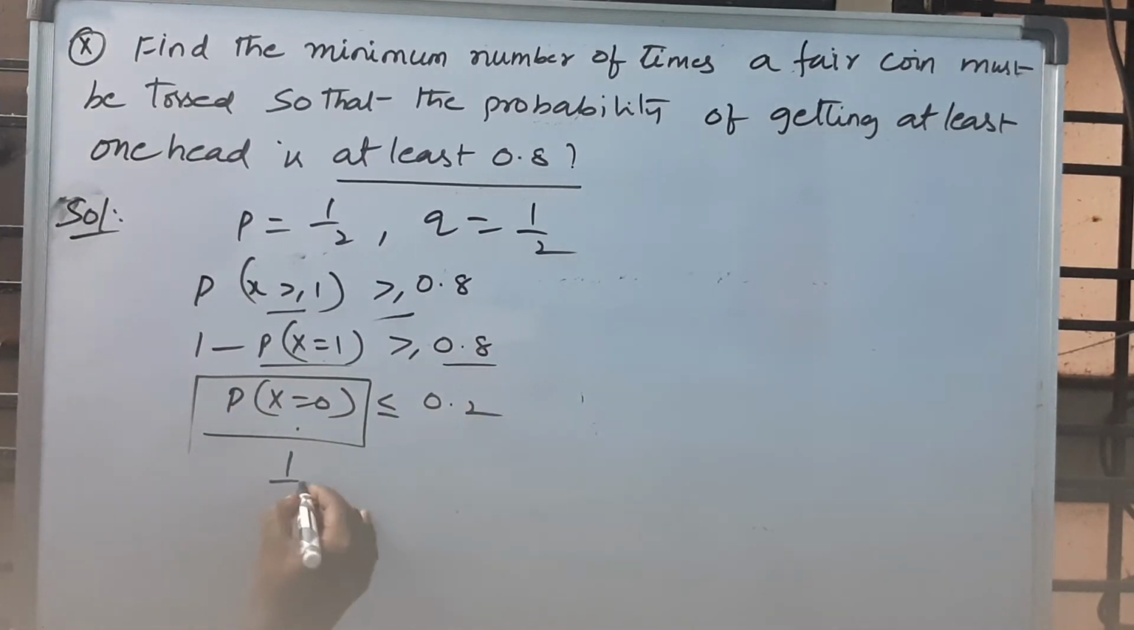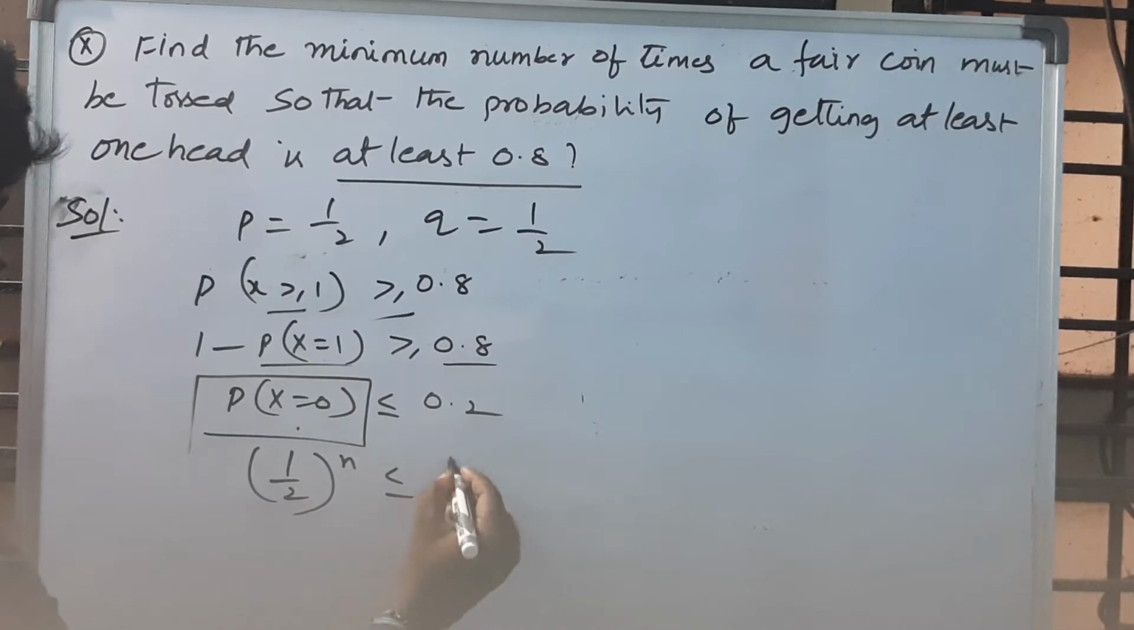Probability of x equal to 0 is 1/2 whole power n is less than or equal to 1/5.